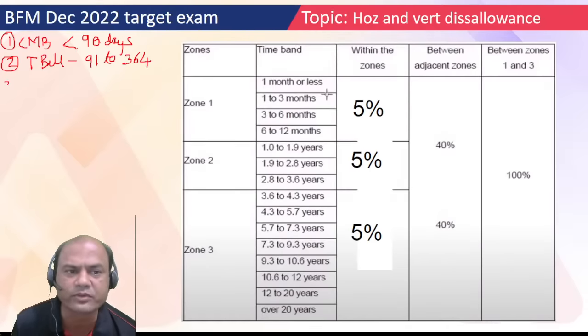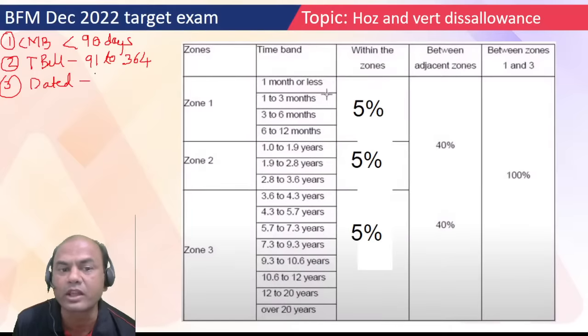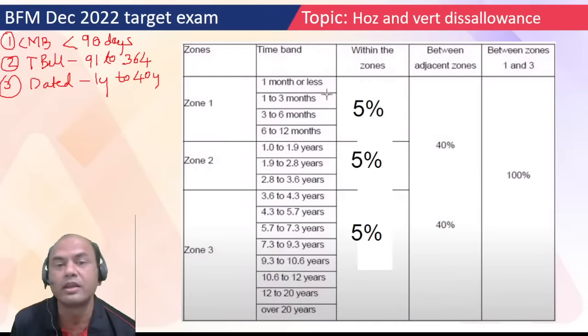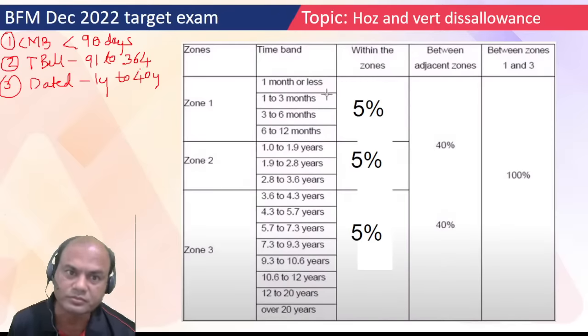And after 364 days, what we get is known as dated securities or dated bonds, we call it dated. Long-term bonds. Now these dated ones will be from 1 year to 40 years. Generally it goes from 1 year to 10 years, but it can go up to 40 years also.